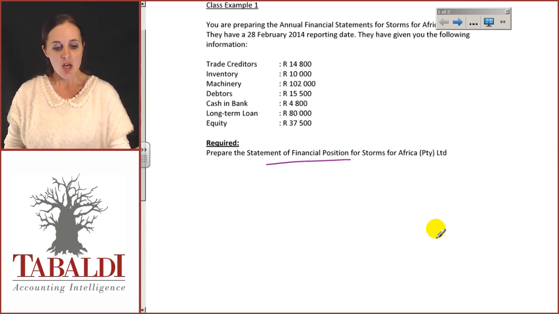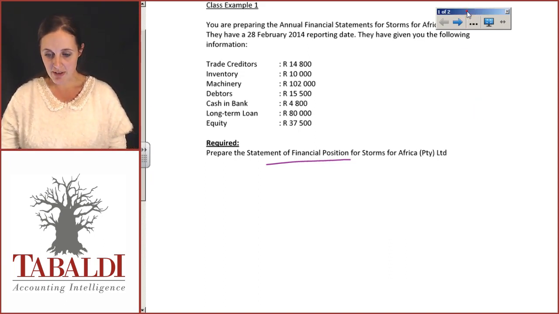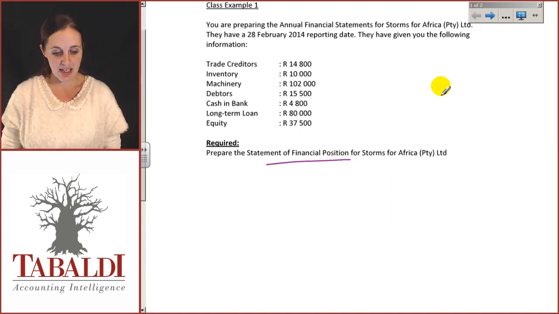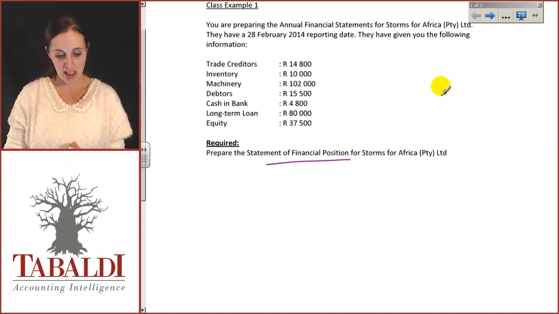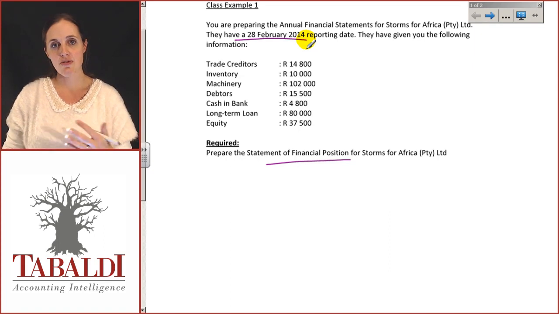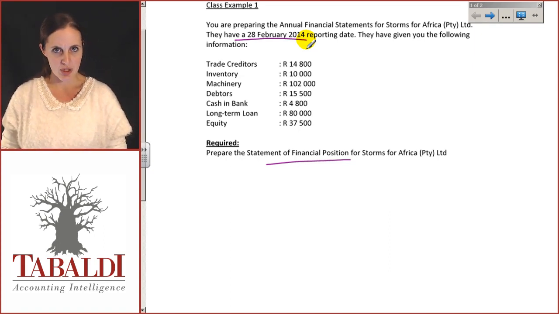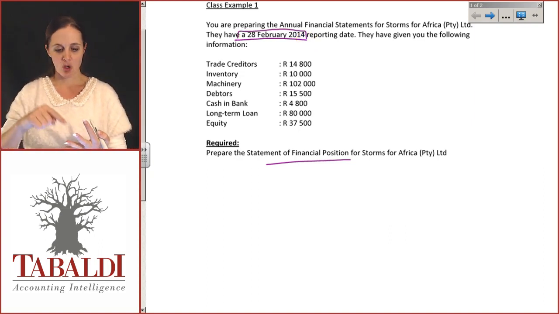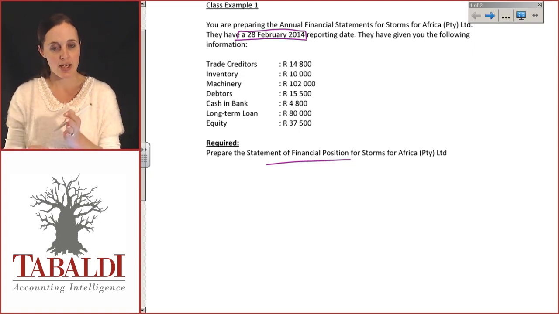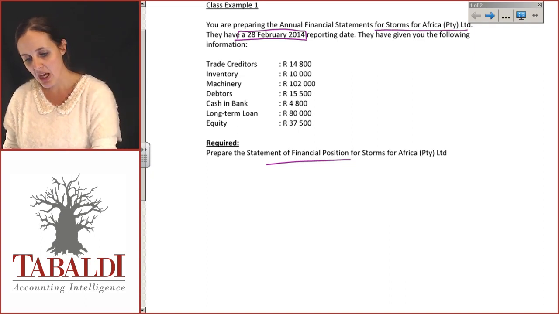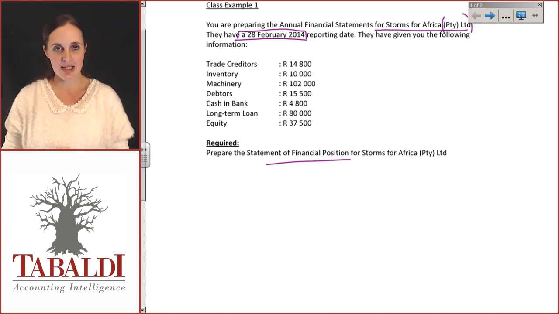You're preparing the annual financial statement for Storms for Africa. They have a 28 February 2014 reporting date. They've given you the following information: trade creditors, inventory, machinery, debtors, cash and bank, long-term loan and equity, and you need to prepare the statement of financial position. In FAC, we always find out what our client's reporting date is, the financial year end, so we make sure as at what date we are preparing these financial statements. Our client's name, PTY Ltd, means it is a company, a separate legal entity.